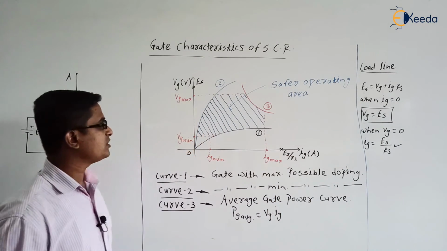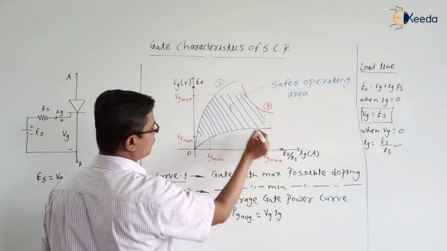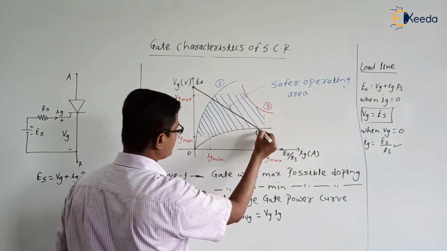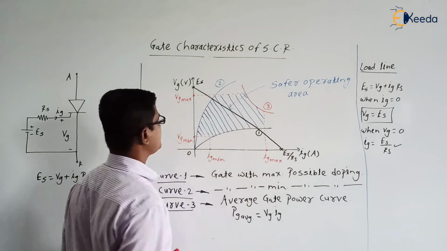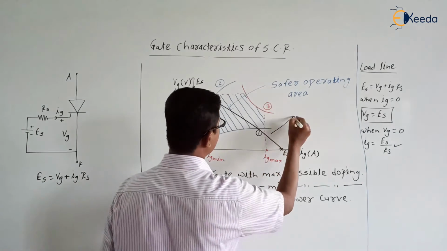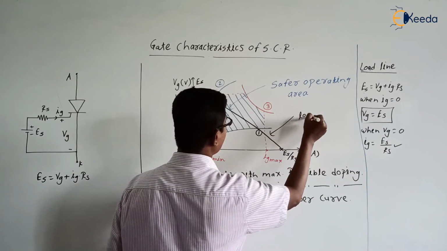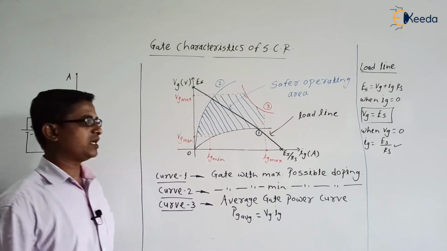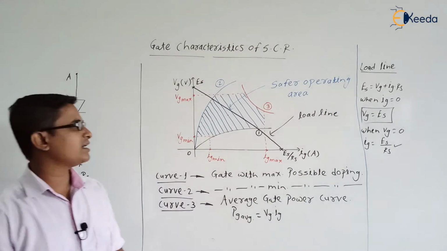After this we need to draw a line which joins these two points, and it is known as the load line. Are you getting the point? So it indicates the load line.